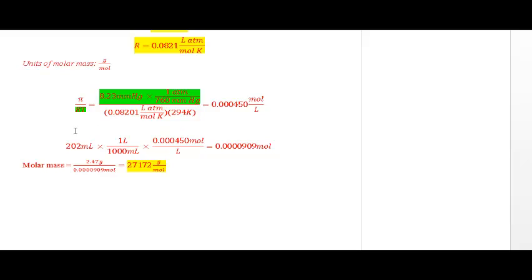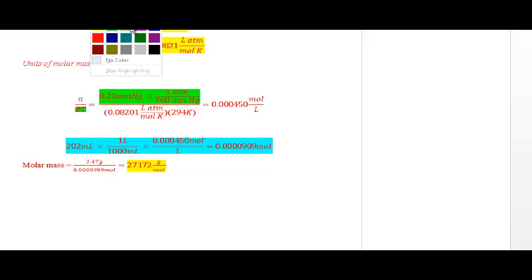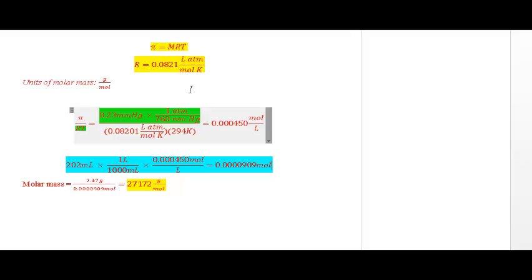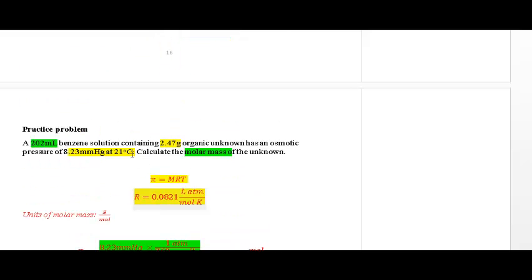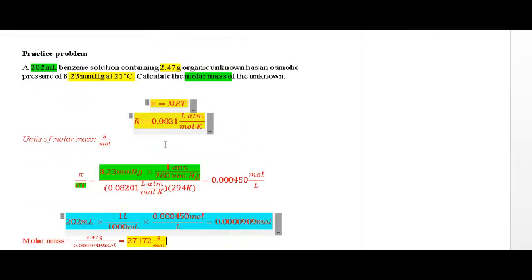So I'll go ahead and calculate the number of moles. So 202 milliliters converted to liters. And I got my concentration from my osmotic pressure equation. So this is the number of moles that are in 202 milliliters. And I have 2.57 grams of my unknown.